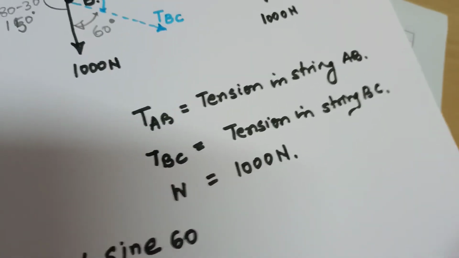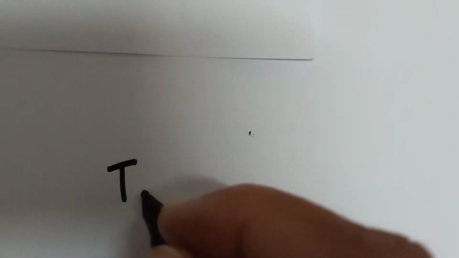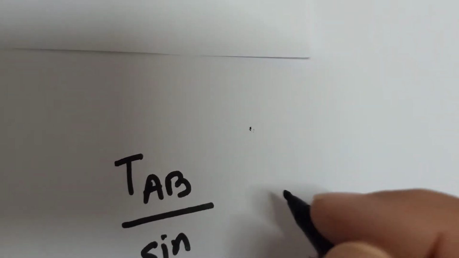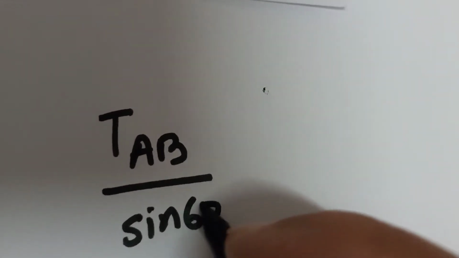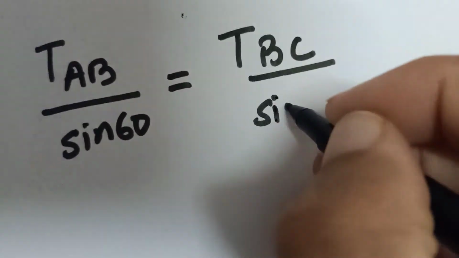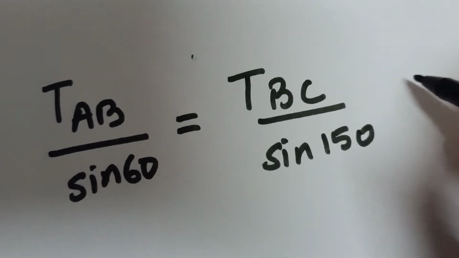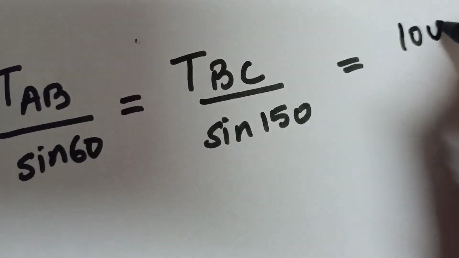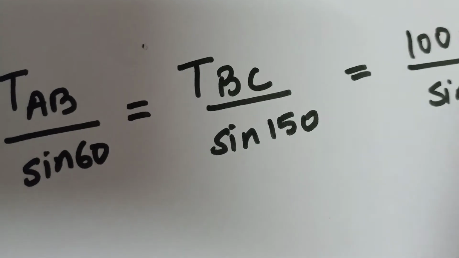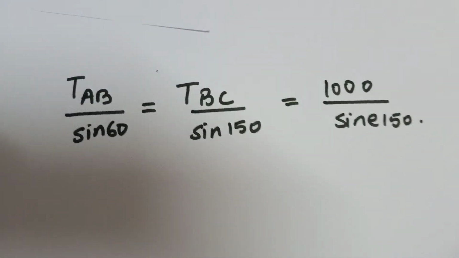So we can get that TAB upon sine 60 is equal to TBC upon sine 150 is equal to 1000 upon sine 150. Okay, this is our Lami's theorem.